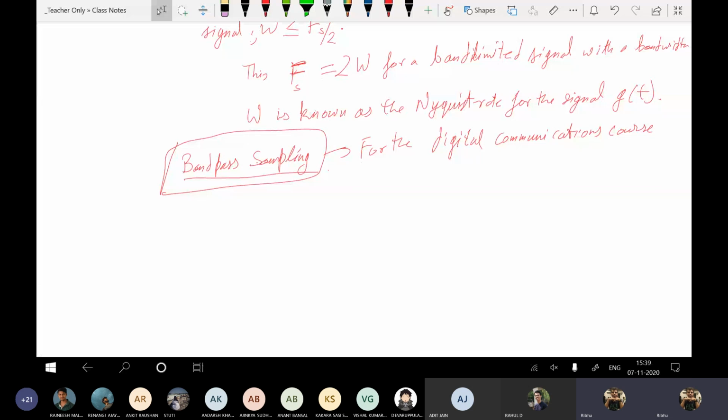Now, but now the question is, we derived the Nyquist rate, but how do we recover G(f) from G delta(f)? So how do we recover G(f) from G delta(f)?